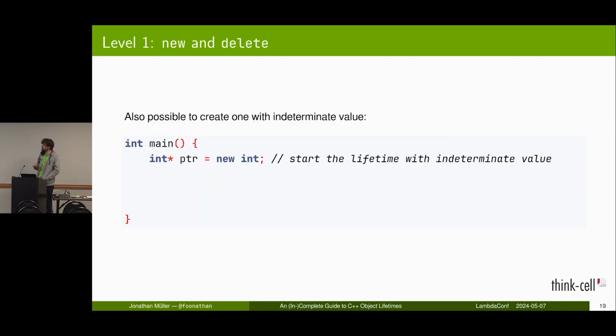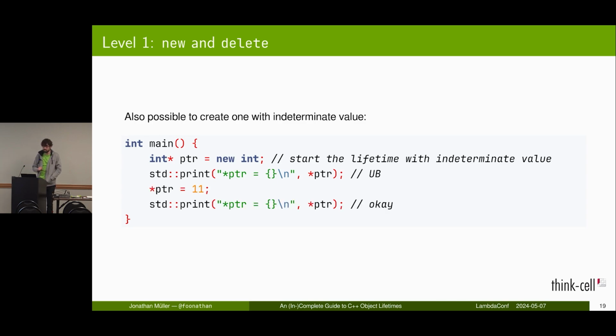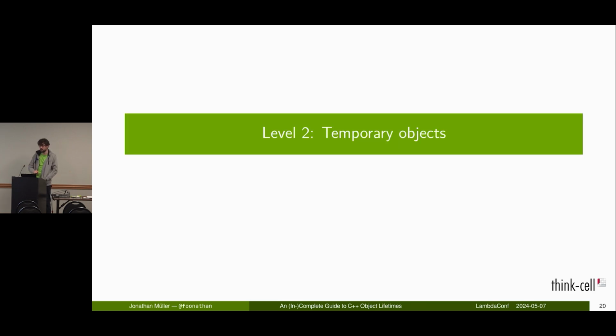It's also possible to create one with indeterminate values. So here we're allocating an object, starting its lifetime with an indeterminate value. So using it is undefined behavior, or erroneous in C++26, until we assign it. And that's actually even simpler, because with new and delete, we're having full manual control over the lifetime of an object. So let's talk about something more interesting, temporary objects.